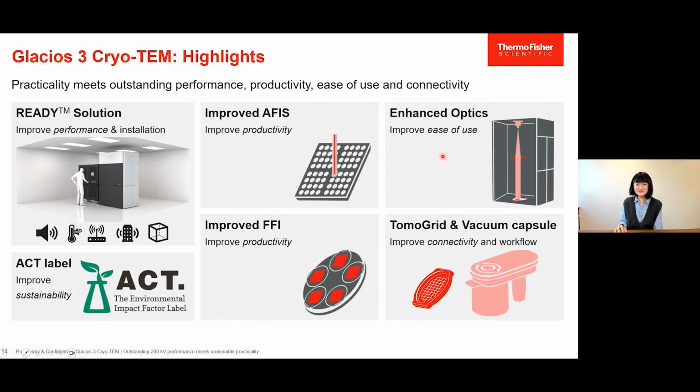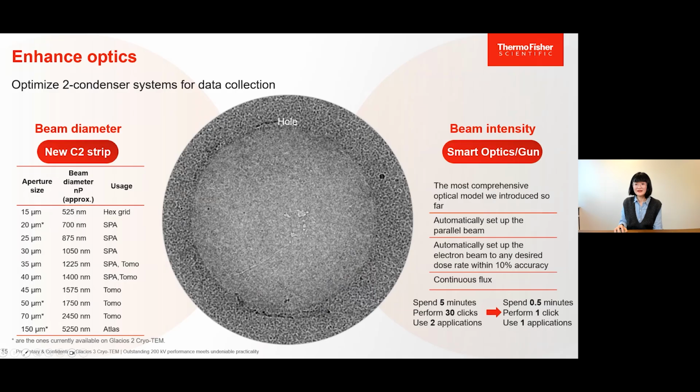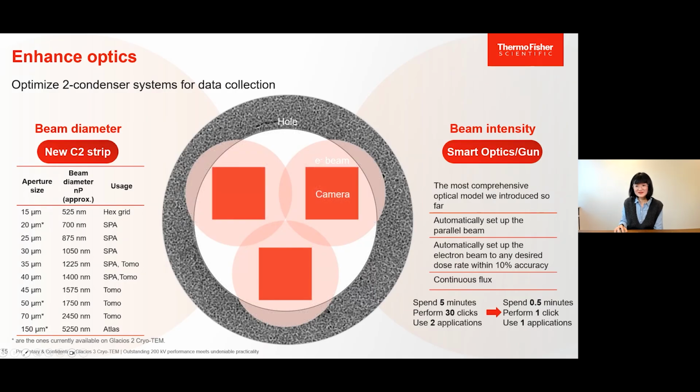We also improved the ease of use. When setting up the microscope, you need to select the magnification, which decides how large the field of view is, so this red circle. At the same time, you also need to set up how large the electron beam is, the light pink circle. On Glacios, because it's a two condenser lens system, there is a one-to-one relation between the C2 aperture size and the beam diameter in nanoprobe and under parallel condition.